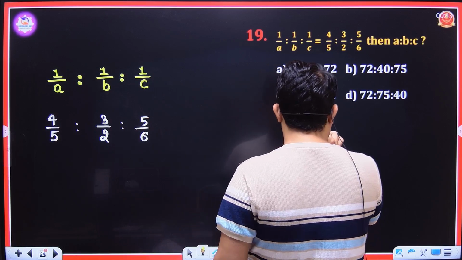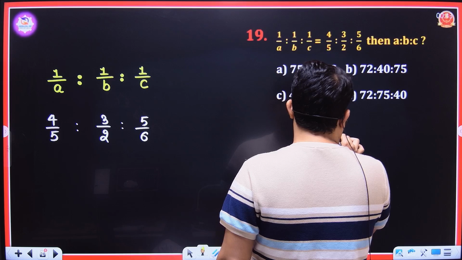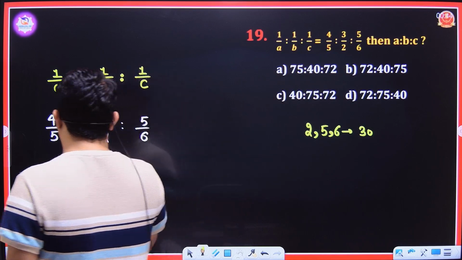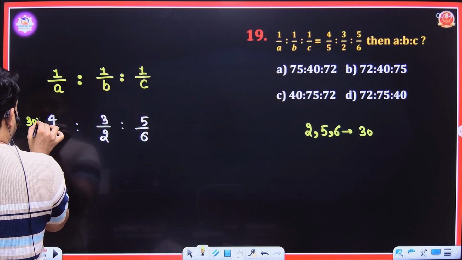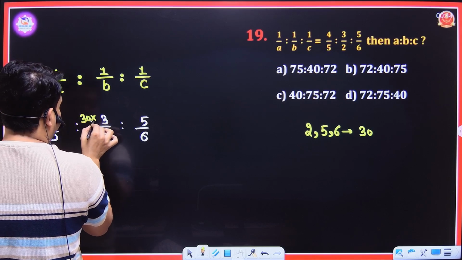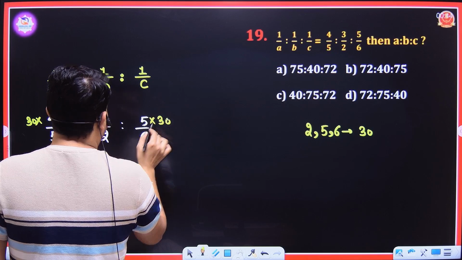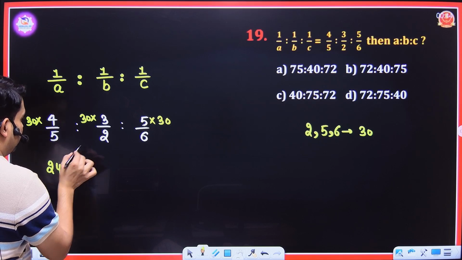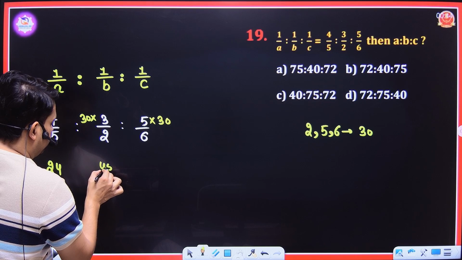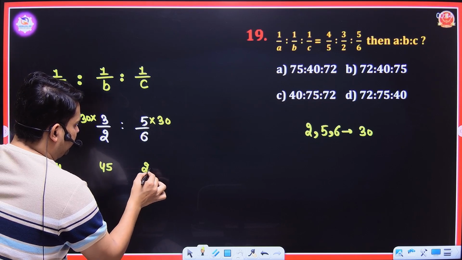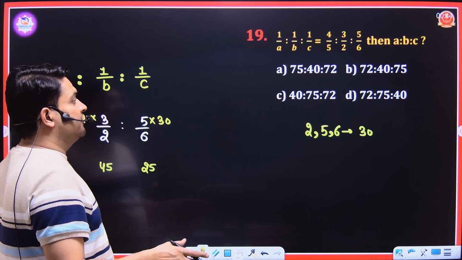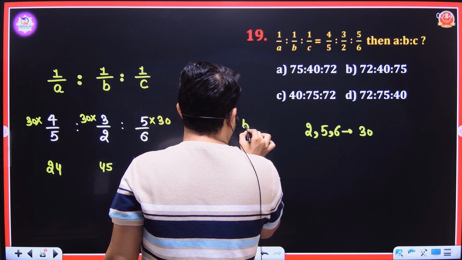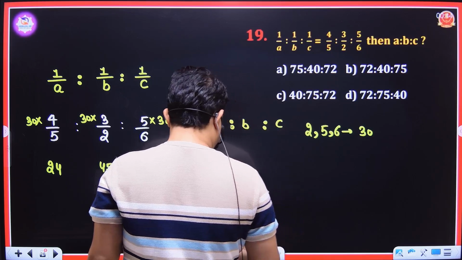So the LCM of 2, 5 and 6 is 30. So I will multiply each of them by 30. 30 into here, 30 into here, and 30 into here. See, 6 fives are 30, 6 fours are 24 here, 15 times 3 is 45 here, 5 fives are 25 here. Now I have to write the ratio of their reciprocals. It means I have to write A ratio B ratio C.